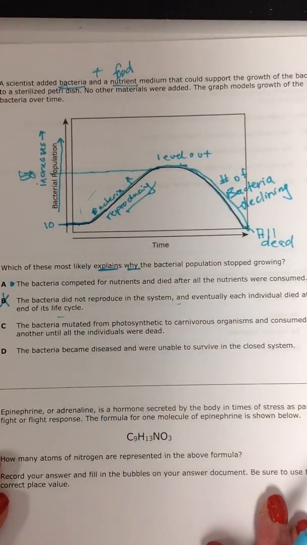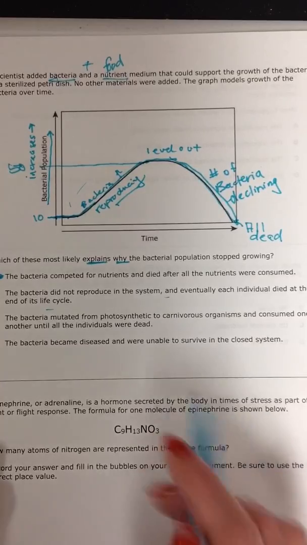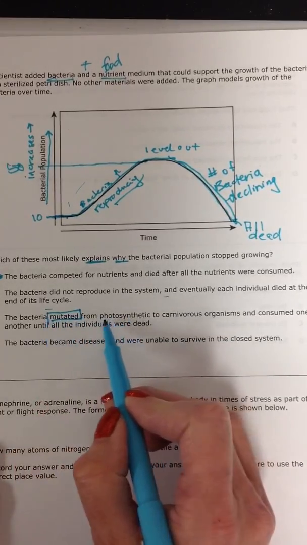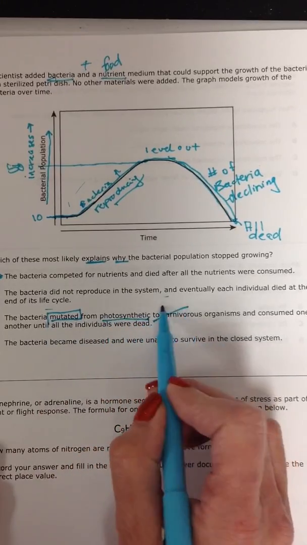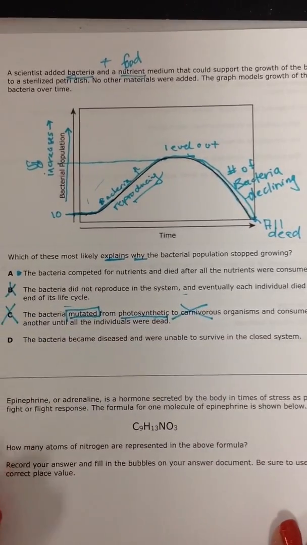All right. The bacteria mutated from photosynthetic to carnivorous. Well, if they're photosynthetic to begin with, they're not going to become carnivores. That's just sheer impossible, so that can't be correct.